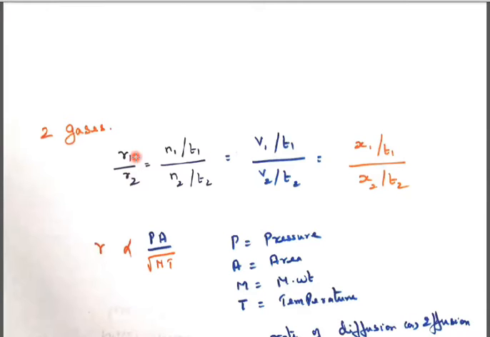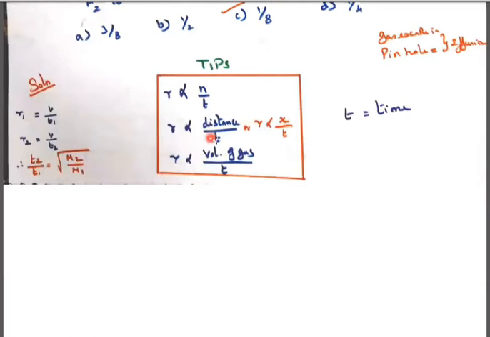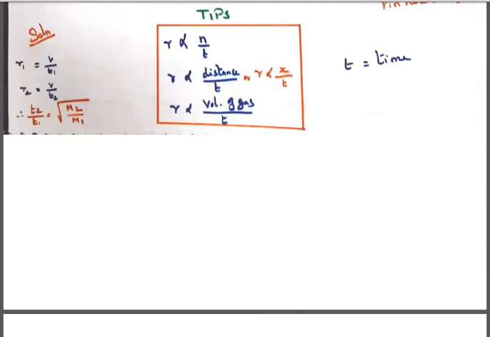For the rate of diffusion here, since it is a pinhole, it should be called effusion. So the rate of effusion of the first gas and the second gas is nothing but R1 by R2. In terms of volume, V1 by T1 divided by V2 by T2, or in terms of distance, x1 by t1 divided by x2 by t2. So these are related. This t is not distance, this t is called time.